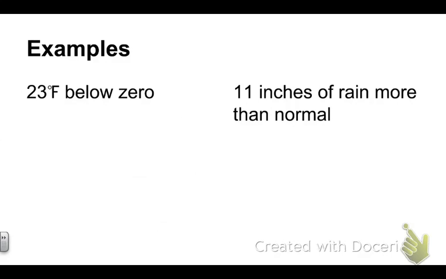So an example here, we've got 23 degrees Fahrenheit below 0. The opposite would be 23 degrees above 0, and that would be a positive answer. Our second example, we have 11 inches of rain more than normal. That "more" is saying it's positive. So the opposite would be 11 inches of rain less than normal. That "less" would say that it's a negative. So those are 2 examples of integers and their opposites.